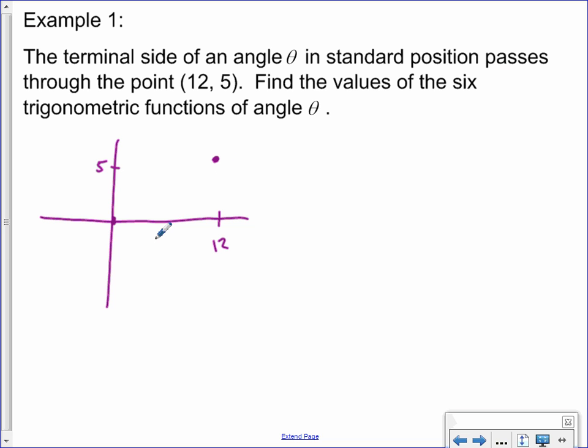So watch out. A lot of people connect the 5 and the 12 and say, that's my triangle. Your triangle starts from the origin. So you start at (0, 0) and draw the line that connects to that point. So don't connect the intercepts. Draw the line that connects to that point. This is probably the biggest mistake that I've seen on tests and quizzes: drawing the wrong triangle.